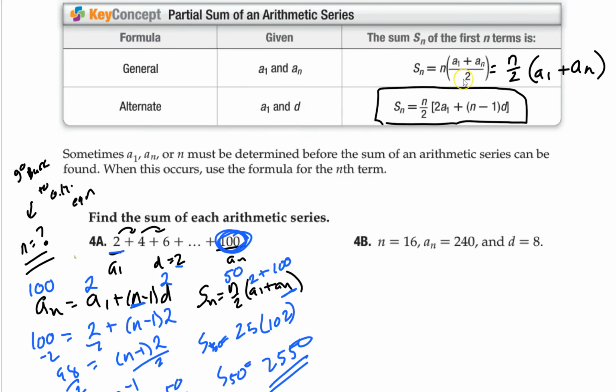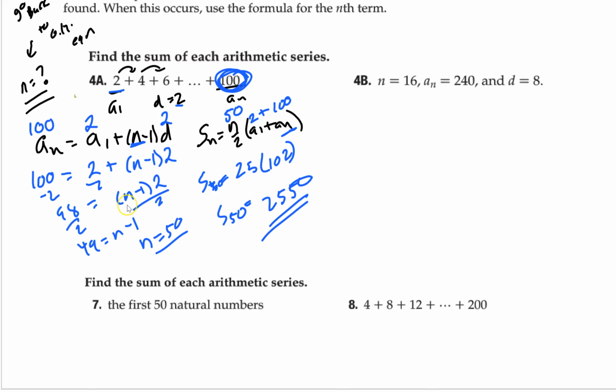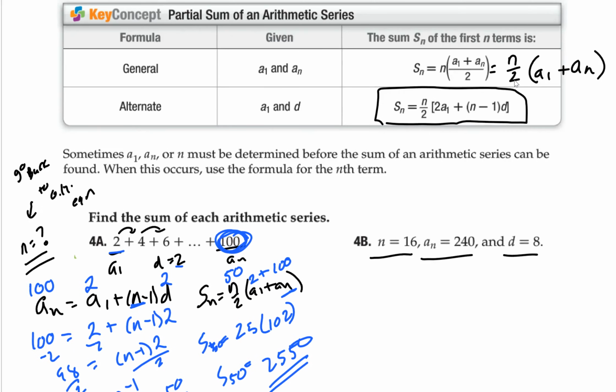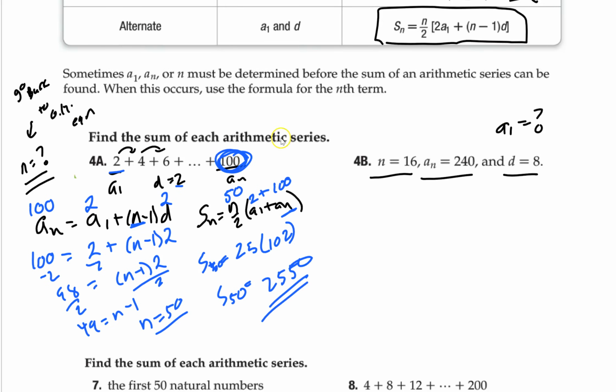But that's the idea. As always, you have formulas you can use. Anytime you're missing one of the terms of these formulas, go back to the original equation. Okay, let's look at 4b. Same type of concept. This time we have N. N equals 16. AN equals 240. D equals 8. Look at my equations. There's something I'm missing again. I have N. I have AN, which I'm going to need for this one. And I have common difference 8. I don't have A1. I need A1 in either formula. So I need to find A1. And the same thing we always do: if you're missing a term, go back to the original.